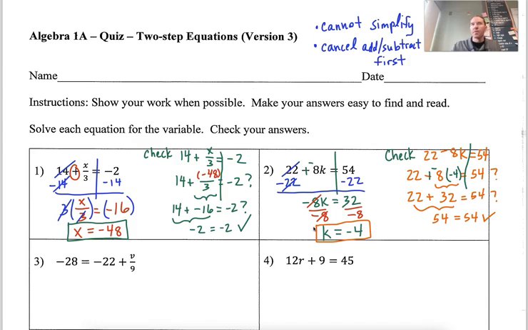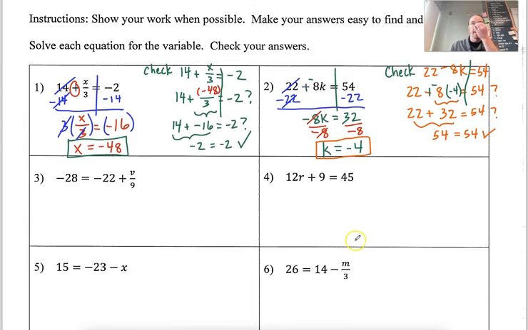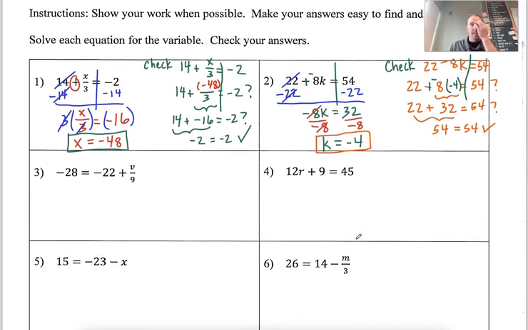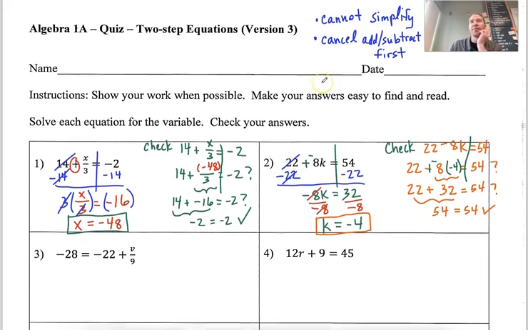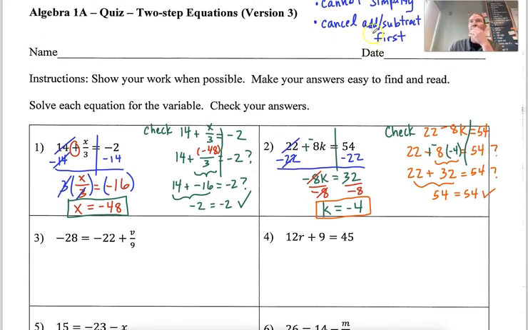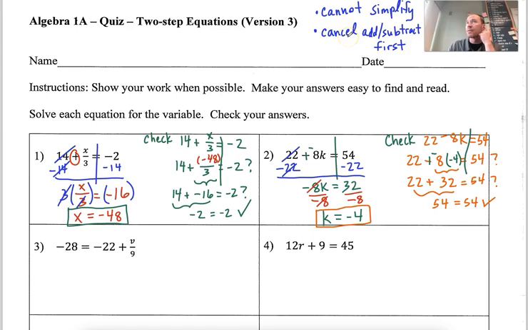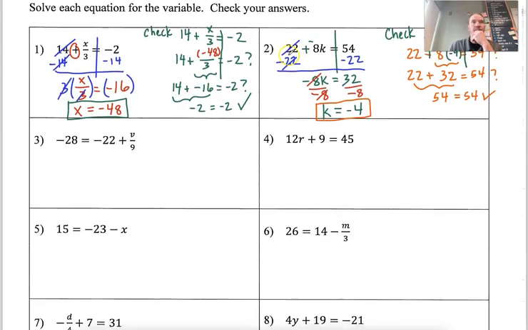Okay, all right. So we'll keep practicing here. Again, I just want to point out we cannot simplify these equations on this paper. We'll see equations eventually where you can do some simplifying, some cleaning up before you start canceling. But my suggestion is to cancel the addition or the subtraction first.